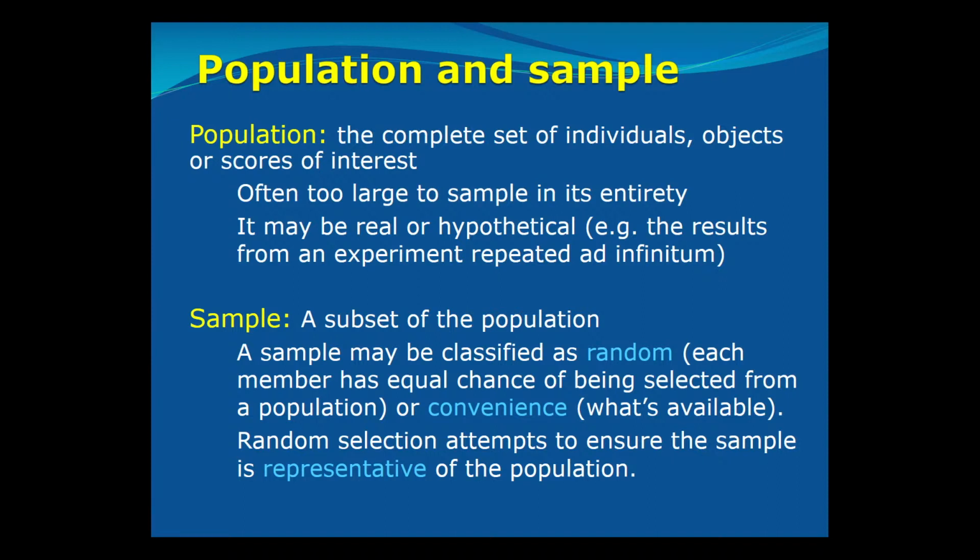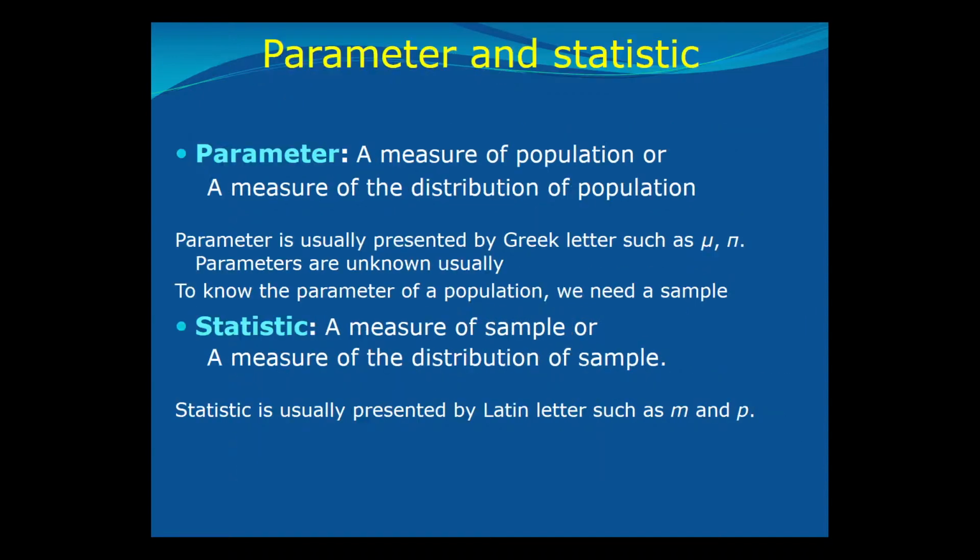Sample. A sample is a subset of the population. A sample may be classified as random. This means that each member has an equal chance of being selected from a population, or convenience, what's available. Random selection attempts to ensure the sample is representative of the population.